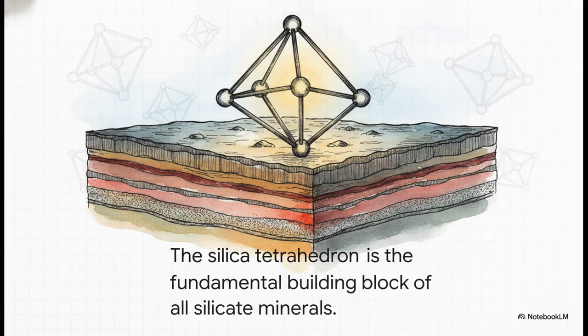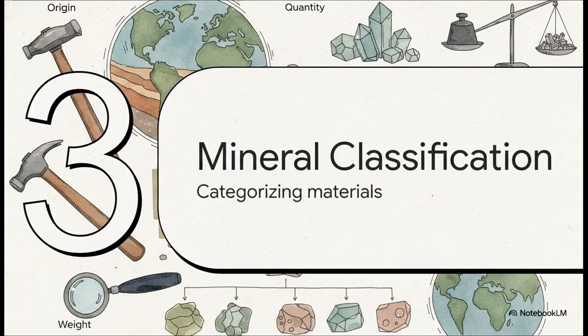Since silicates make up 90% of the crust, understanding them means you have to understand the silica tetrahedron. The silica tetrahedron is the fundamental building block of all the silicate minerals of the Earth's crust. It is the absolute key to that massive dominance we just saw. All right, let's look at Section 3, Classification of Minerals.